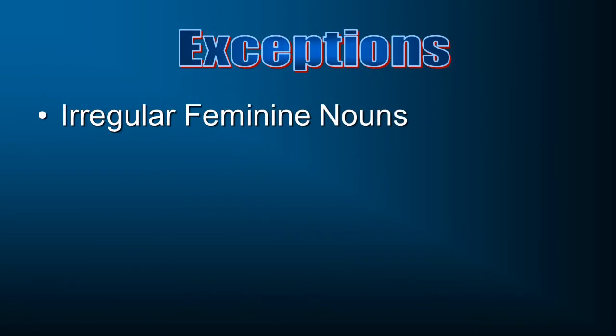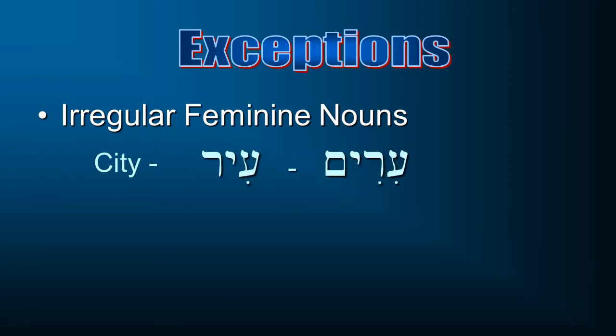Now, some irregular feminine nouns. Here is the word ir, city, that's in the middle. Over on the right, we have arim, cities. That's actually a normal masculine plural ending, but it happens to be a feminine word. So sometimes we have exceptions to the rule.